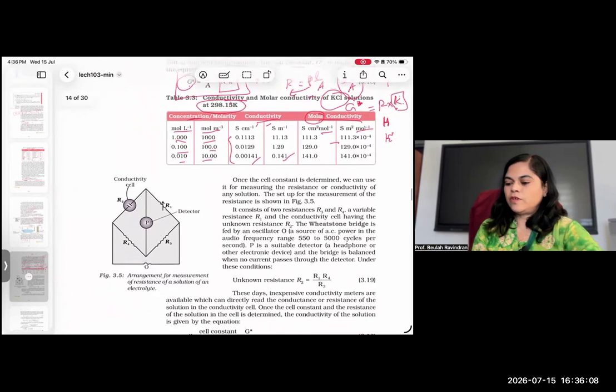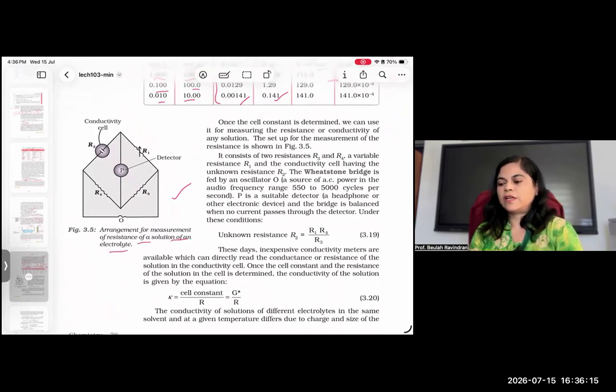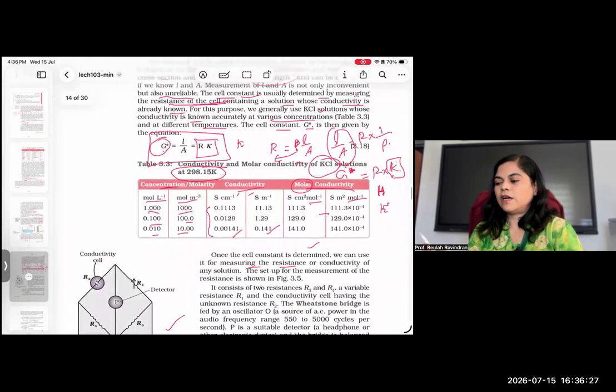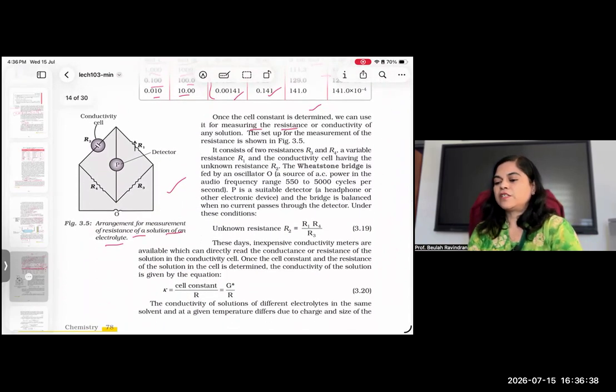Then, you know about the Wheatstone bridge, the arrangement for measurement of resistance of a solution of an electrolyte. Once the cell constant is determined, we can use it for measuring the resistance. First of all, what is the procedure? You must understand a solution whose conductivity is already known. From that, you can find out the cell constant. By determining the cell constant, we can use it for measuring the resistance or conductivity of any solution.